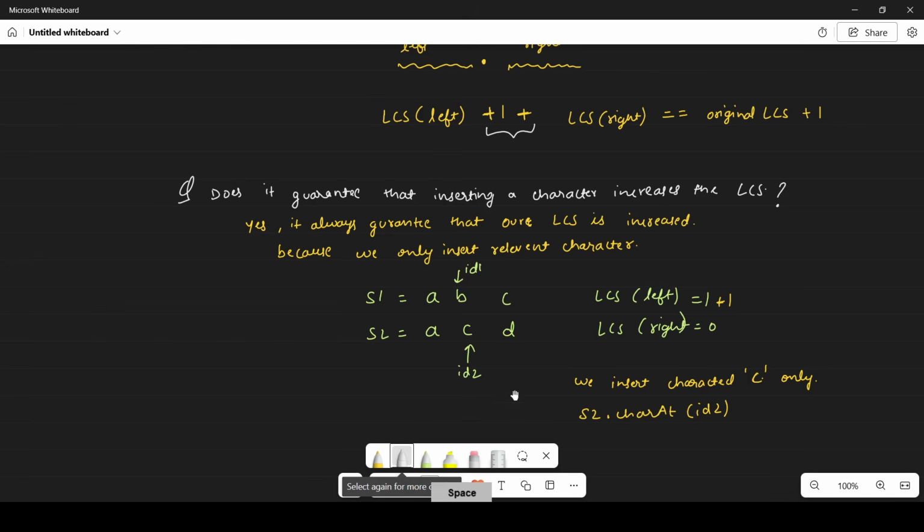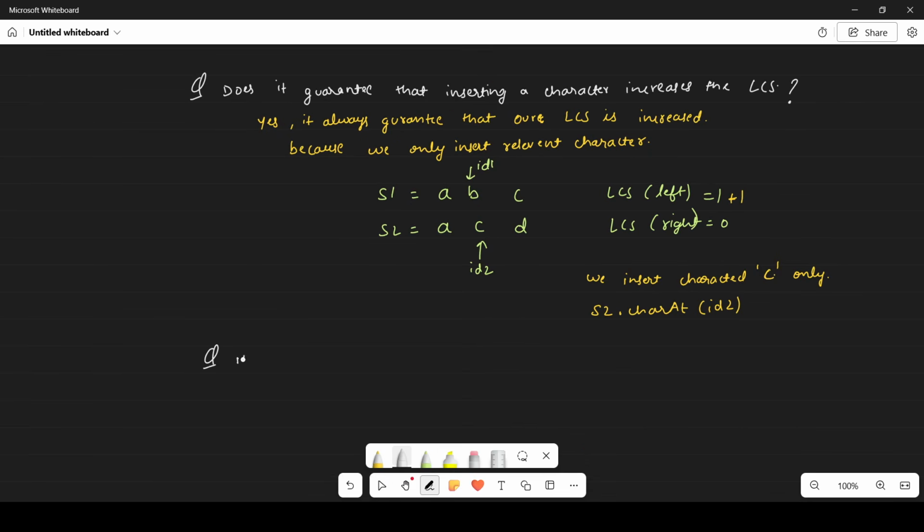Now the new question arises: how can we find the LCS of the right part? Because it is easily seen that you can easily find the LCS of the left part, but how can you find the LCS of the right part? It is not that difficult because it is similar to the LCS of the left part. So to find the LCS of the right part, we should fill our new DP table.